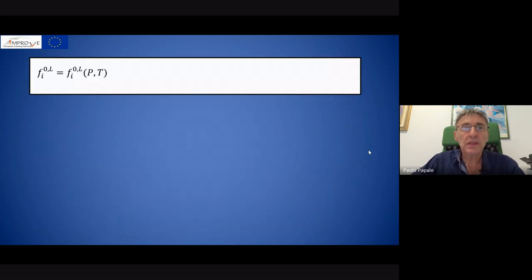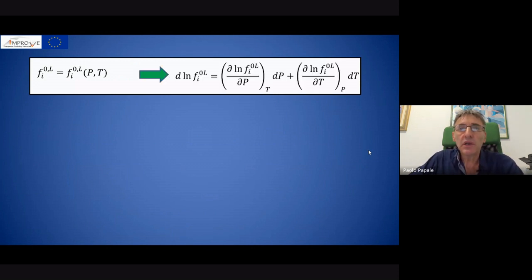Well, we said that we select the reference fugacity for a volatile dissolved in the liquid phase to be only a function of pressure and temperature, because the effects of the liquid magma composition will be ascribed entirely to the activity coefficient. We can then introduce the logarithm and differentiate. This is just a mathematical operation and there is nothing to understand here.